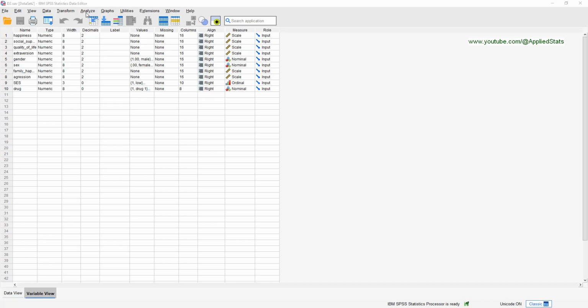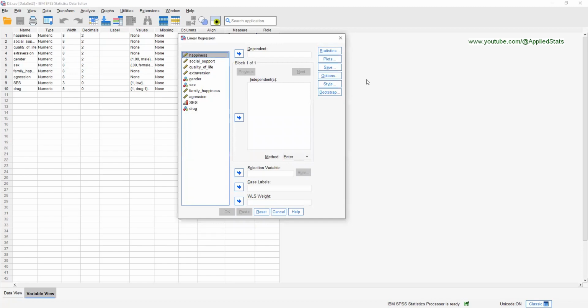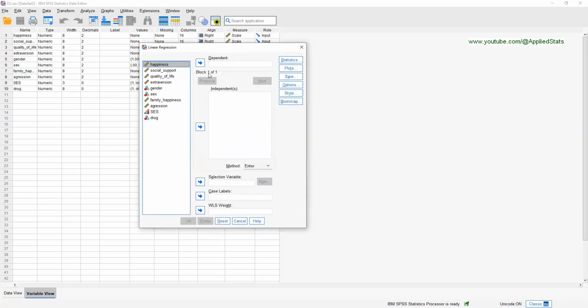So in SPSS, go to Analyze, Regression, and Linear. You see that this part is related to blocks. So this is where you can have more than one block. Happiness is our dependent variable, so I send it to the dependent variable box. Now, I want to enter our independent variables, but this time, instead of sending all of my independent variables in one block or one set, I want to send them in two blocks.